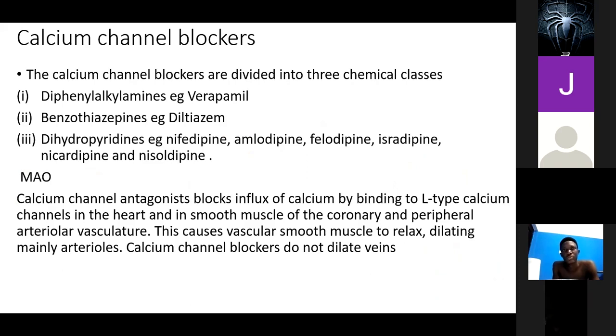Now, for the calcium channel blockers, normally they can be classified in 3 chemical classes. So we have the diphenylalkylamines, an example is verapamil. We have benzothiazepines, an example is diltiazem. We have dihydropyridines, an example is nifedipine, amlodipine, felodipine. Please, they function on only calcium.